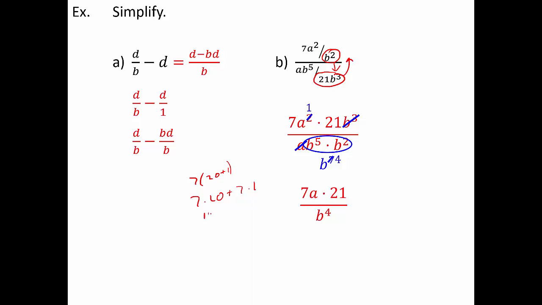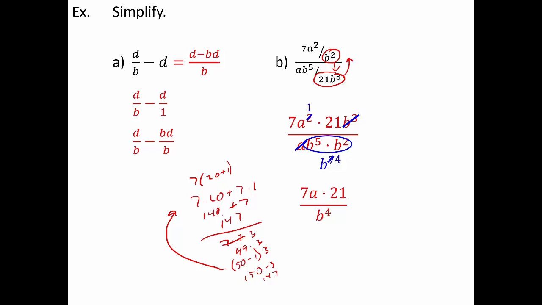7 times 20, that's 140. 7 times 1, that's 7. Add those together, that's 147. Alternatively, another way I can think to do that one is to recognize that 21 is really 7 times 3. So 7 times 21 is really 7 times 7 times 3. 7 times 7 is 49. And then 49 is really close to 50, but it's really 50 minus 1, which we can then use the same little technique that we did up here. 50 times 3, that's 150, minus 3, which is also 147.